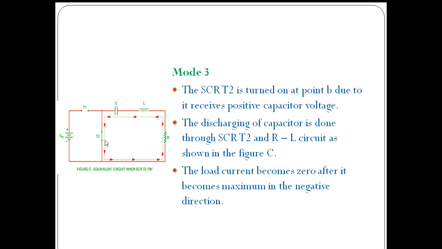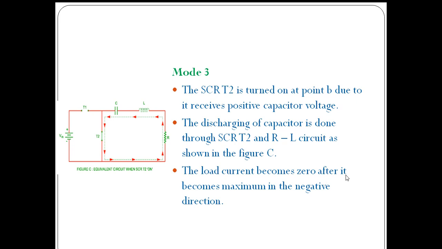The energy across the capacitor will drive current through thyristor T2, load resistance R, inductor and capacitor. So as shown in this way, the current will flow. The discharging of the capacitor is done through thyristor T2 and the R and L circuit as shown in this figure.